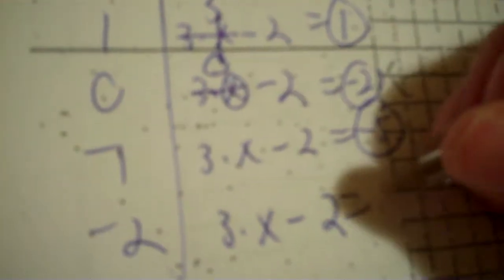Put 1 in. 3 times 1 is 3. 3 minus 2 is 1. 3 times 0, 0, 0. 0 minus 2 is negative 2. As you can see, we're going backwards 3 every time. So what's backwards 3 from negative 2? Well, you'd be negative 3, 4, 5. Now what's backwards 3 from negative 5? Negative 6, 7, 8. So negative 8.